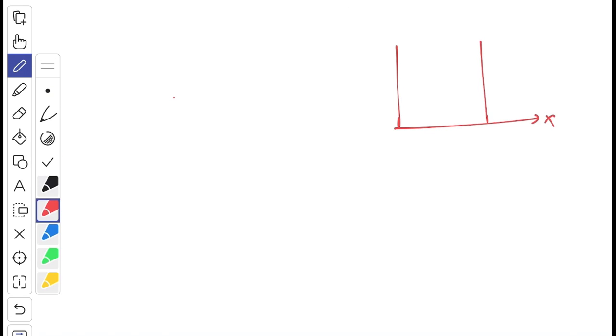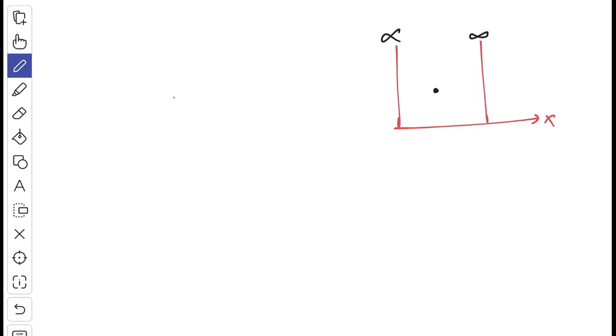Suppose let us assume that this is a 1D square well potential. This is the x-axis. Let us consider a particle inside it. As this is an infinite square well potential, this particle cannot exit this well. We cannot find the particle outside the box. Suppose this point is the origin, x equal to 0, and here x is equal to a.